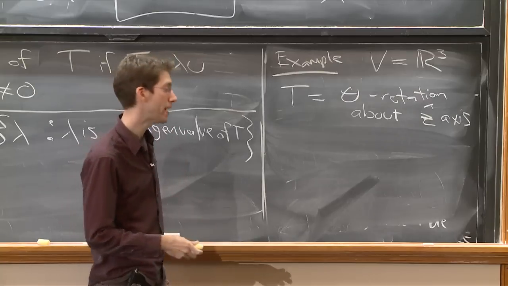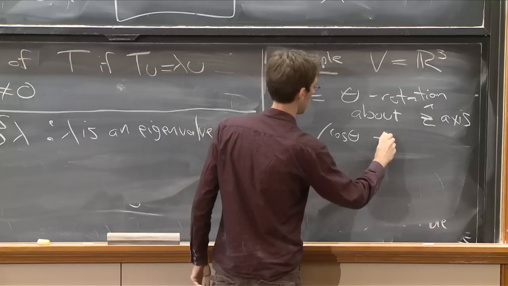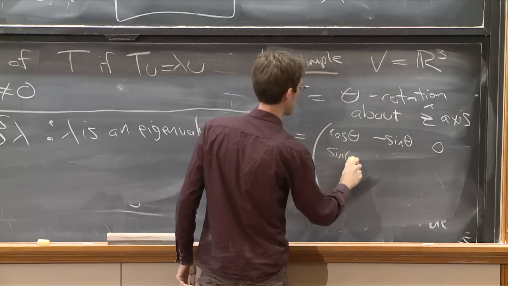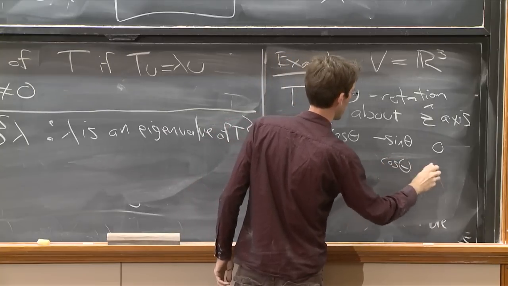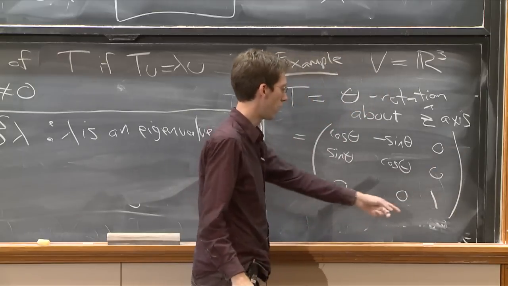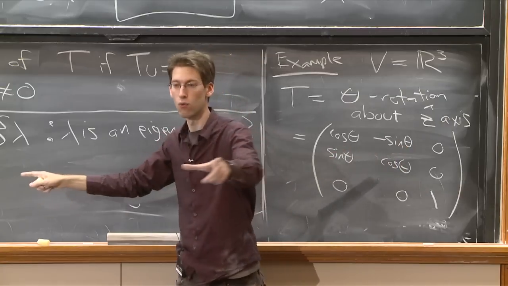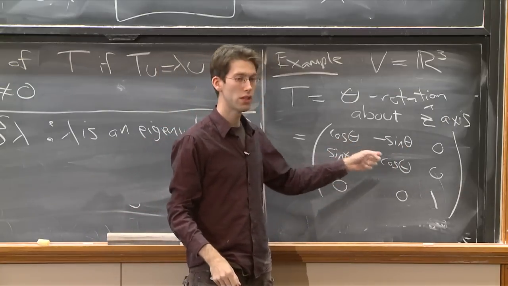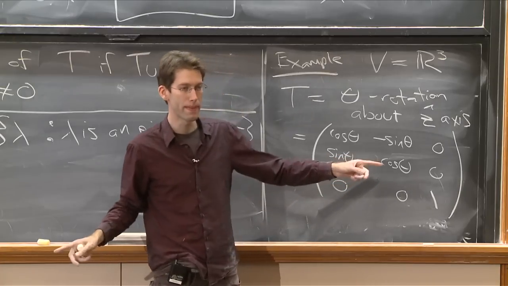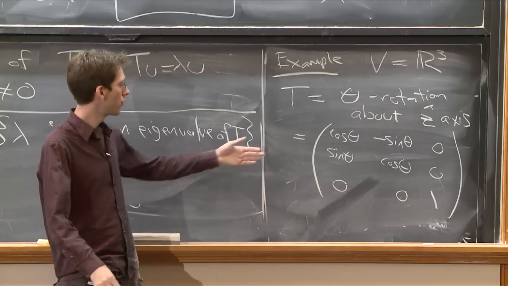Turns out if you write this in matrix form, it looks like this. Cosine theta, minus sine theta, 0; sine theta, cosine theta, 0; 0, 0, 1. That 1 is because it leaves the z-axis alone, and then x and y get rotated. You can tell if theta is 0, it does nothing, so that's reassuring. And then if theta is a little bit, then it starts mixing the x and y components. OK, so that is the rotation matrix.